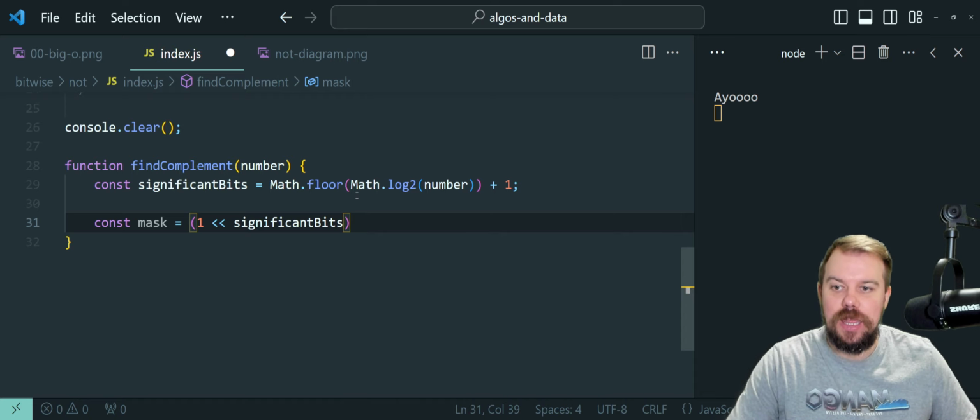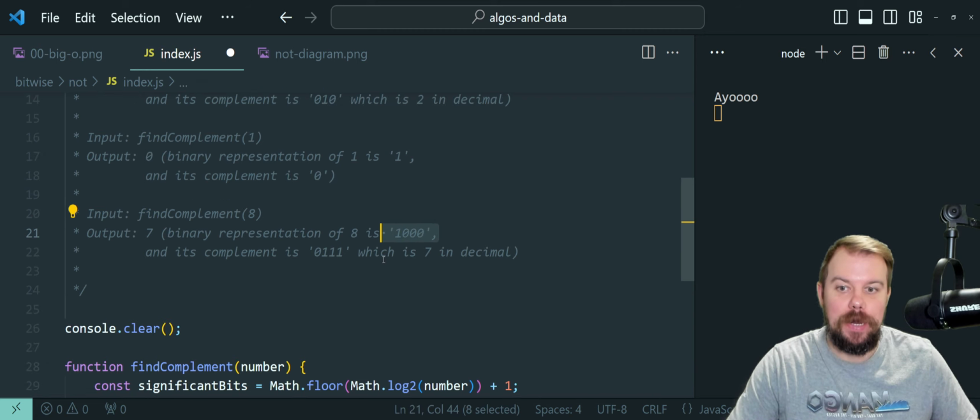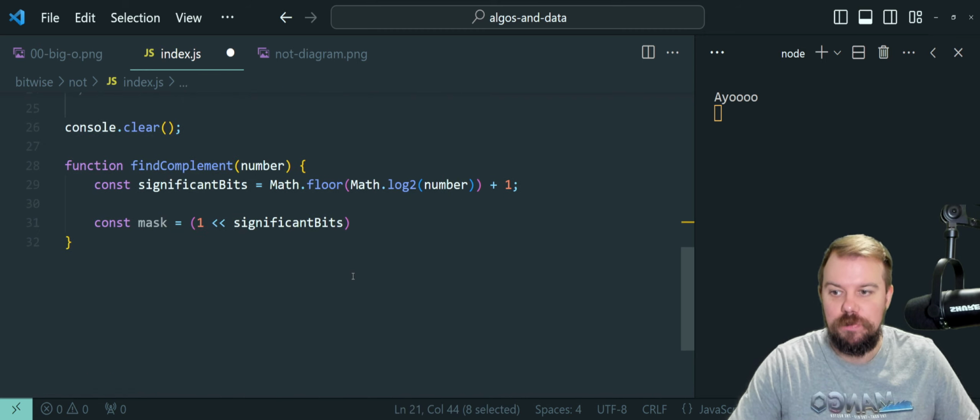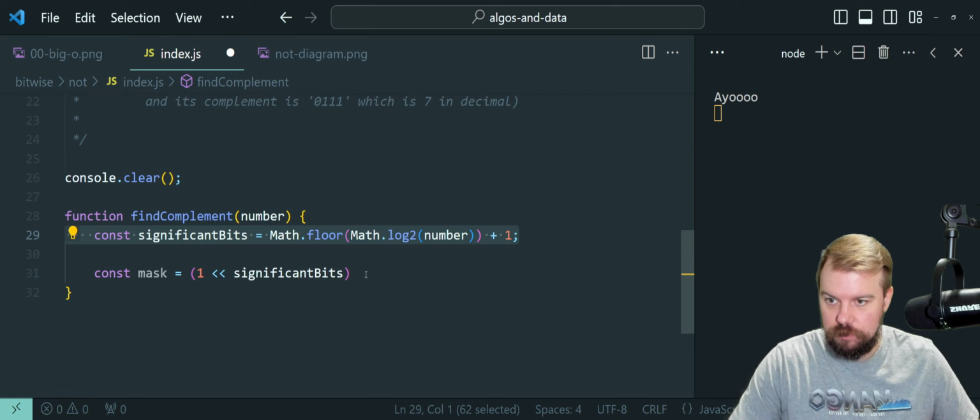This will generate the mask that we need to match this significant bit length, right? That's the whole point of this. So we'll take that 1 and shift it over according to this, 3 bits, since the input was 5, right?